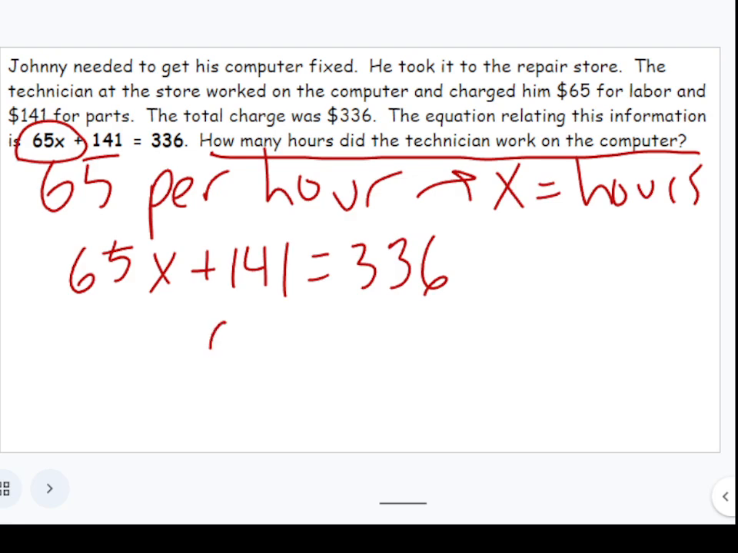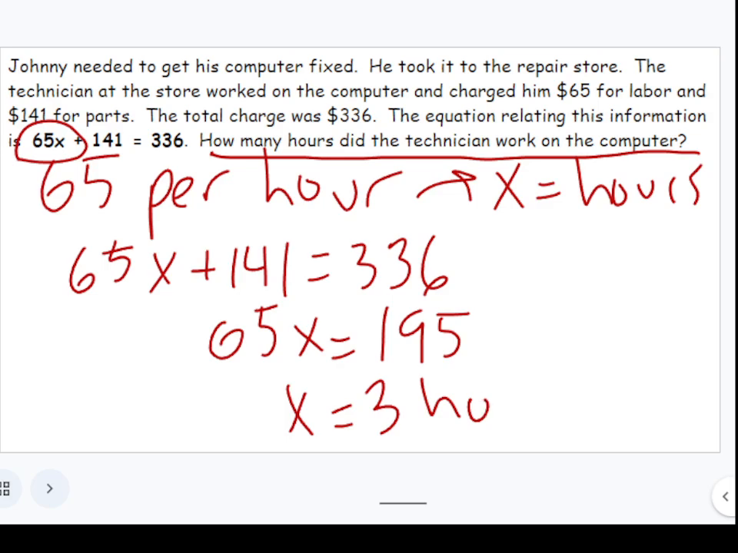So subtract 141 from both sides gets us 65x equals 195. And then divide, we get x equals 3 hours.